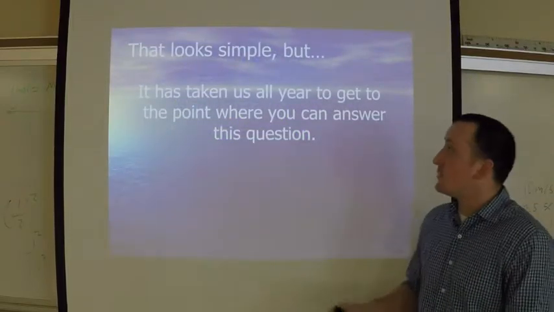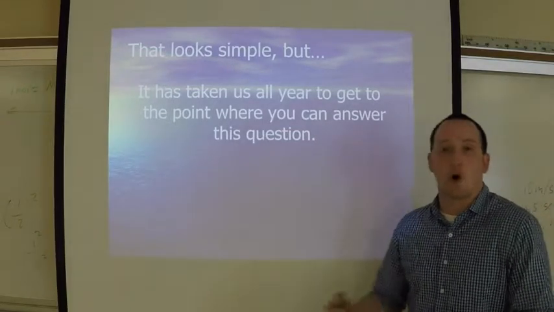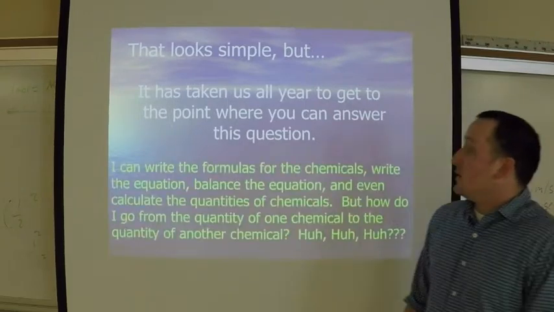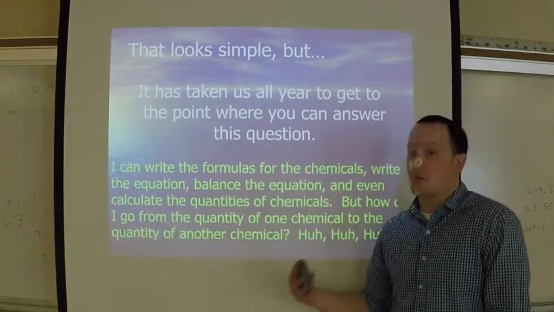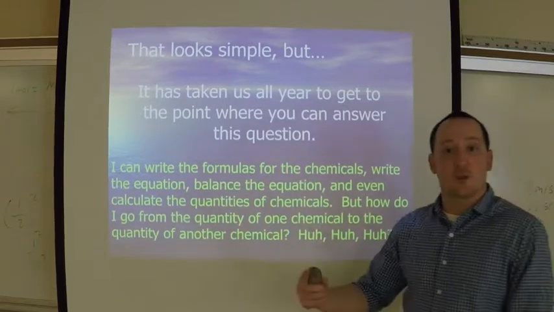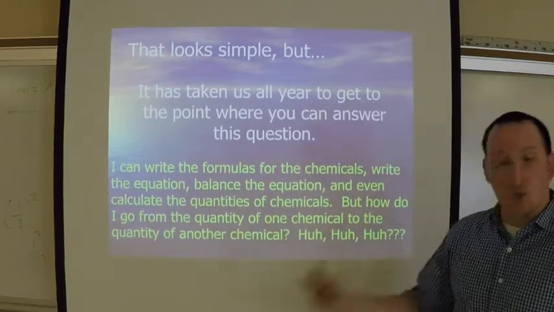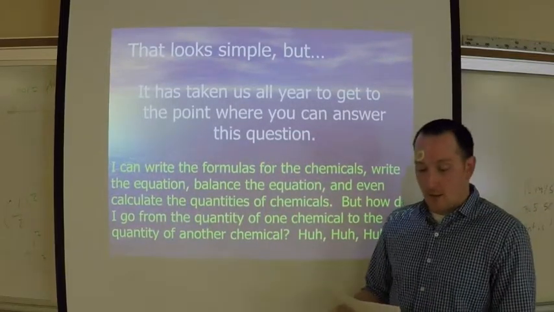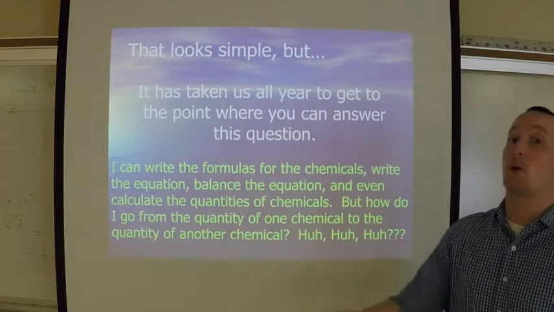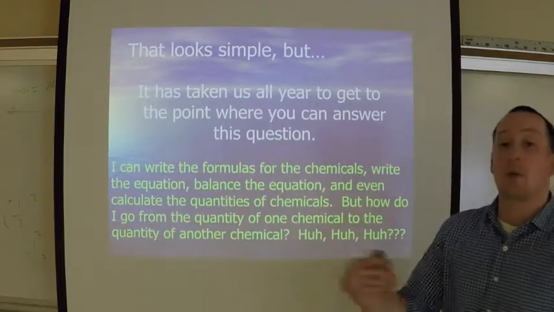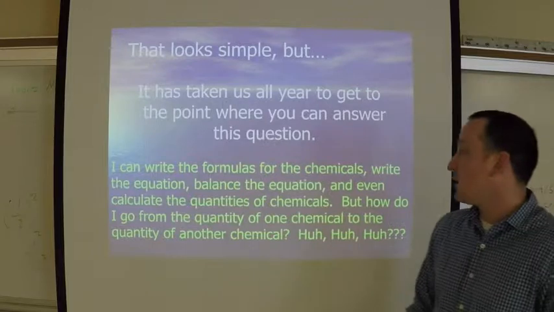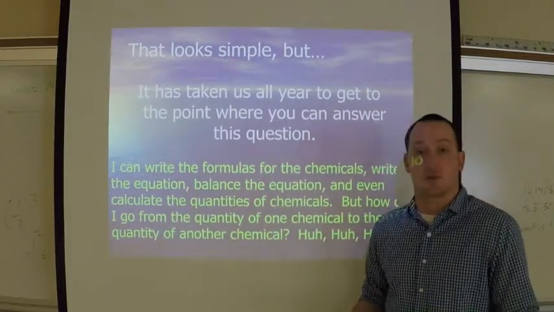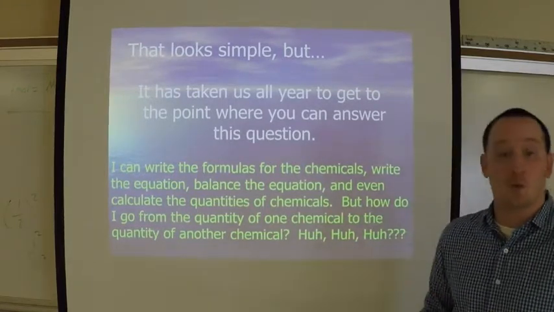It looks pretty simple, but really it's taken us all year to get to where we are right now. So, here are things you should be able to do from this problem. You should be able to write the formulas for those names. So things like sodium carbonate and sodium chloride and potassium carbonate. You should be able to write those formulas. You should be able to balance that equation once you have it written. Then you should be able to calculate the quantities. For instance, it says you have 2.49 grams of sodium chloride. You should be able to change that to other quantities.